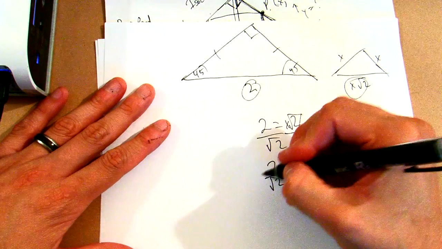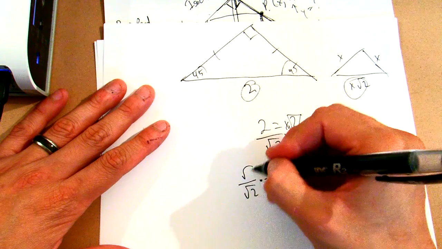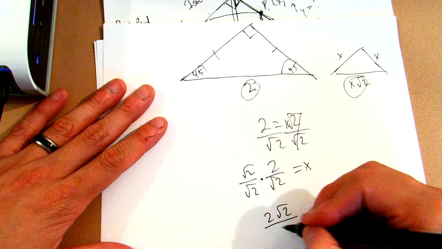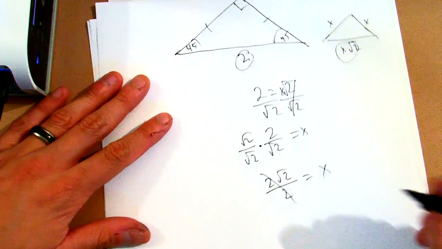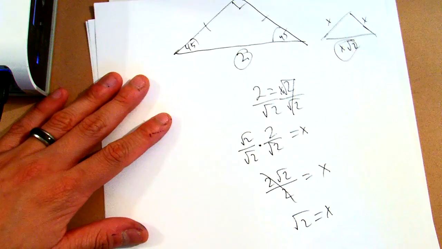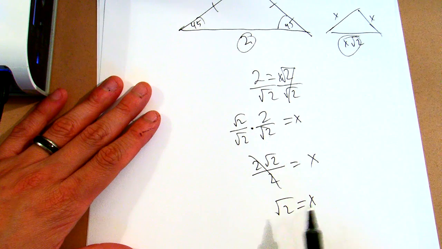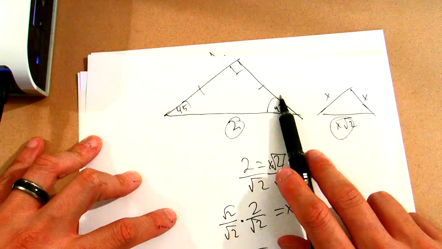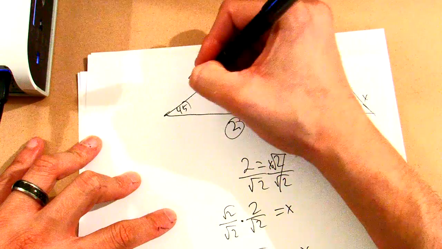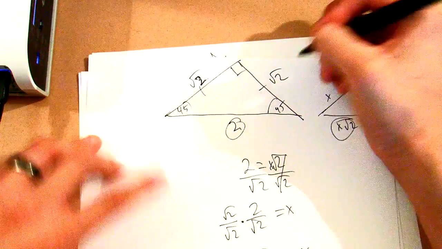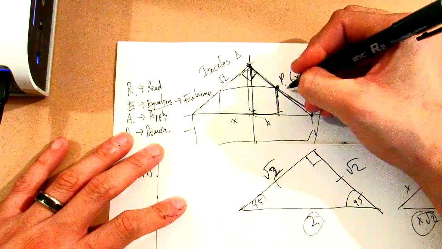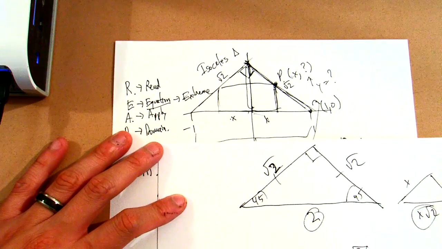I'm going to rationalize this because it comes out prettier if I do so. 2 times root 2 is just 2 root 2 over, that's just 2, equals x. The 2's cancel and I get x equals the square root of 2. So now what I'm going to do is plug this here. This x represents the sides of these. So this is just root 2, and that's also root 2. And so, back in my picture here, I'm going to label this as the square root of 2, this is also the square root of 2, okay?